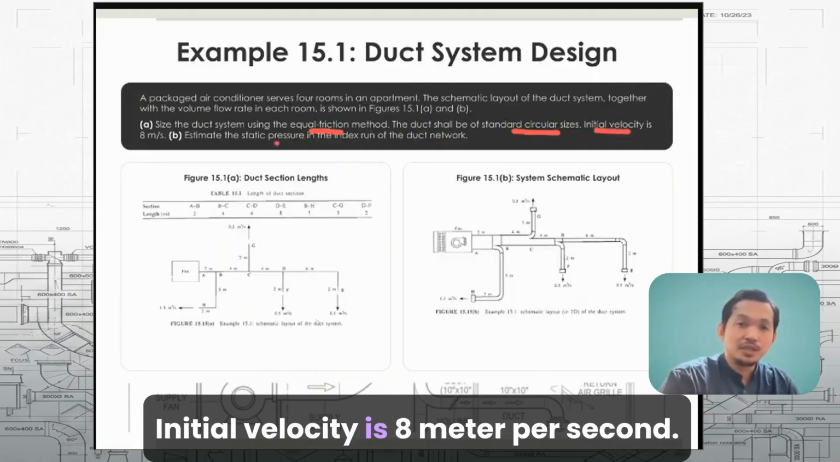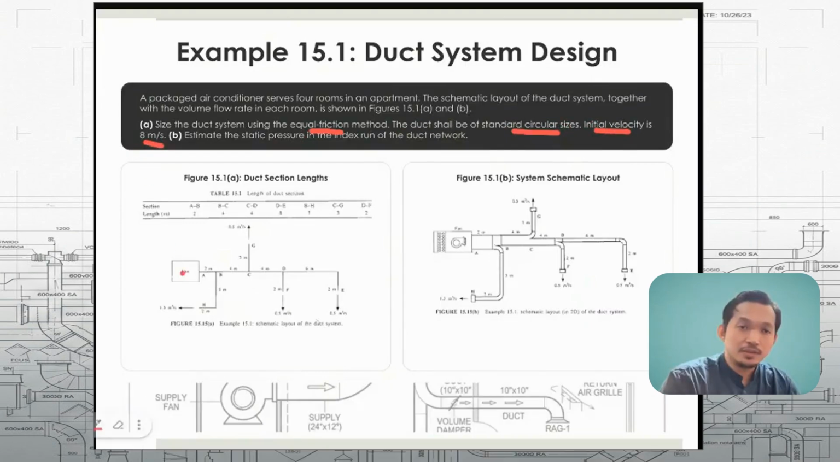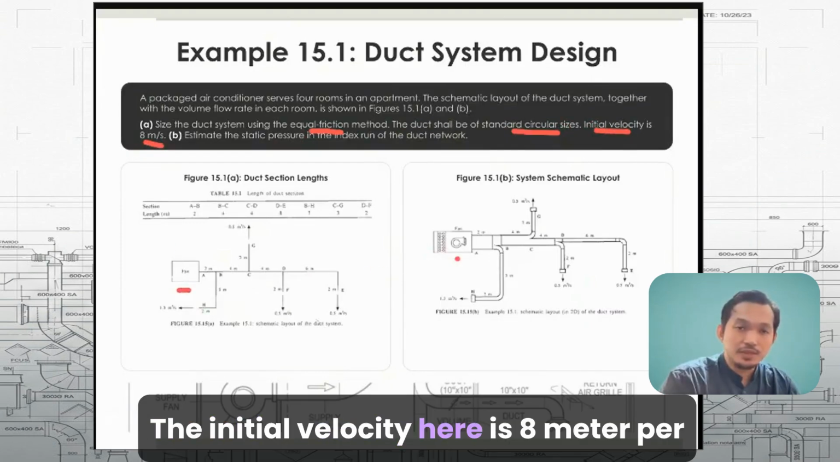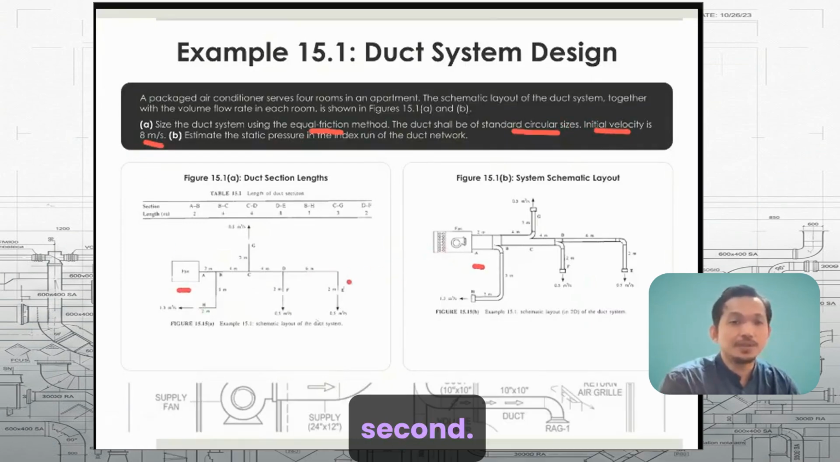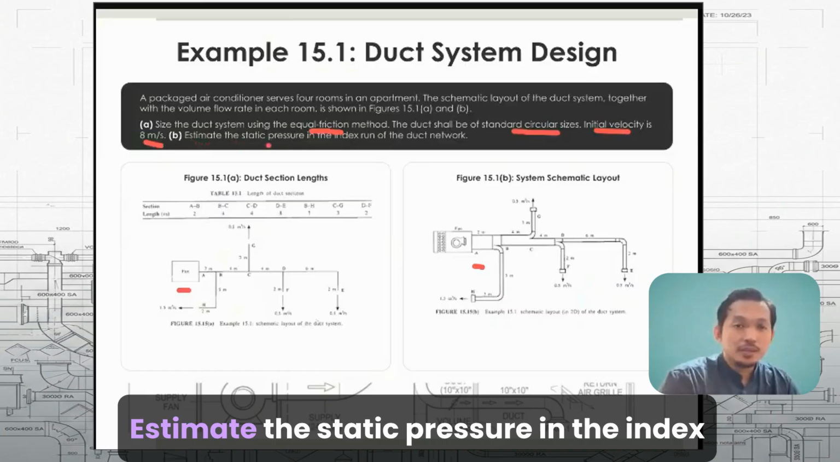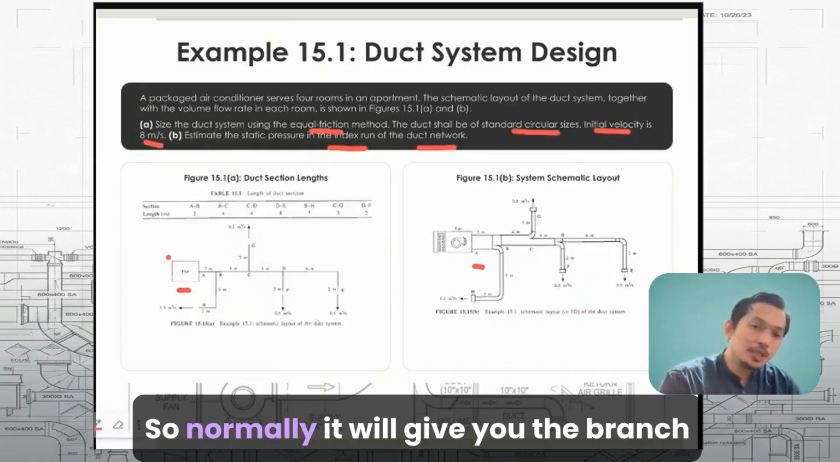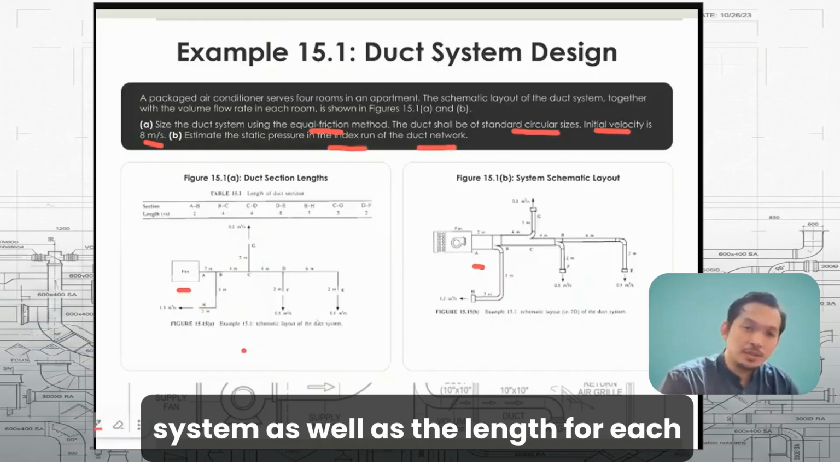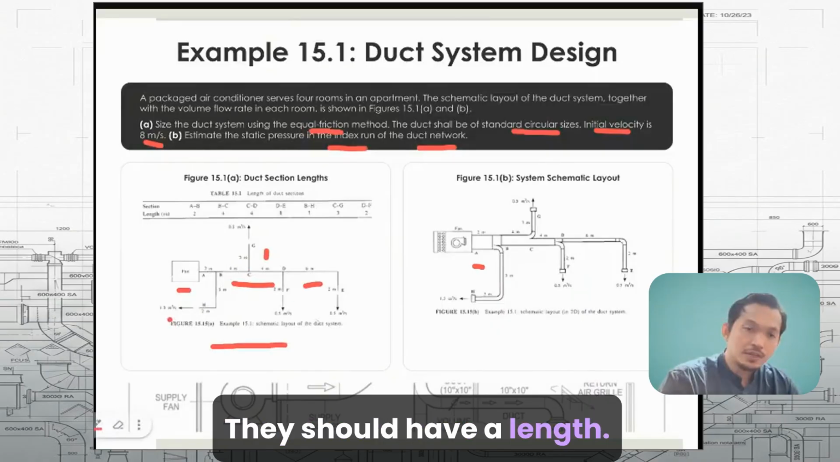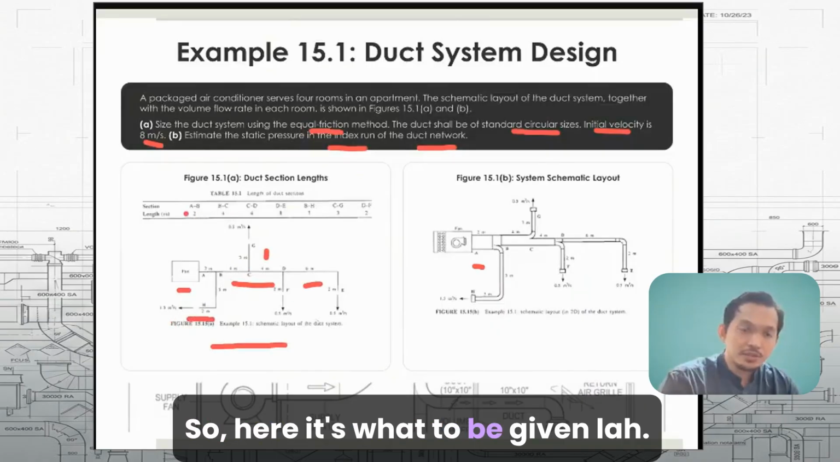Initial velocity is 8 meter per second. Estimate the static pressure in the index run of the duct network. So normally it will give you the branch system as well as the length for each. They should have a length. So here it's already been given.